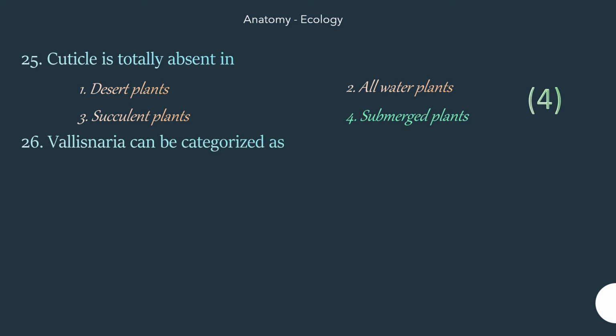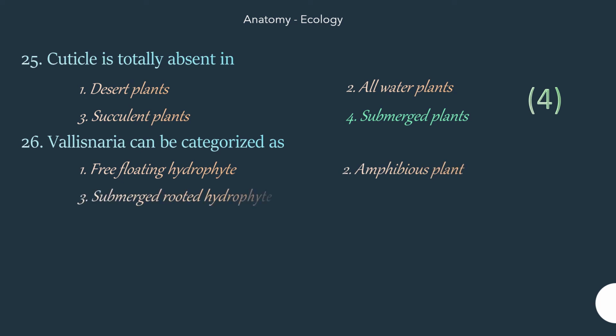Vallisneria can be categorized as options: free-floating hydrophyte, amphibious plant, submerged rooted hydrophyte, rooted hydrophyte with floating leaves. The answer is 3. Submerged rooted hydrophyte.